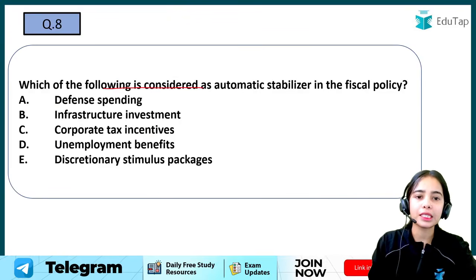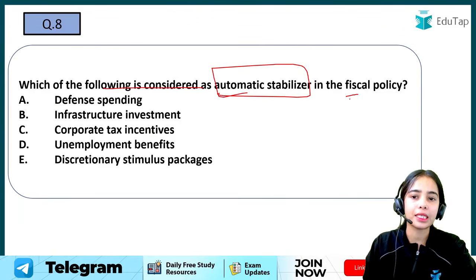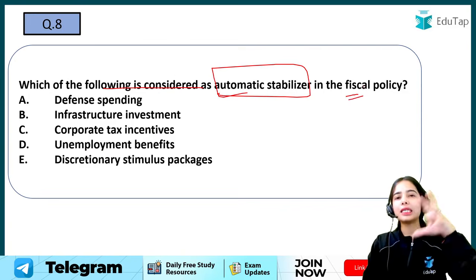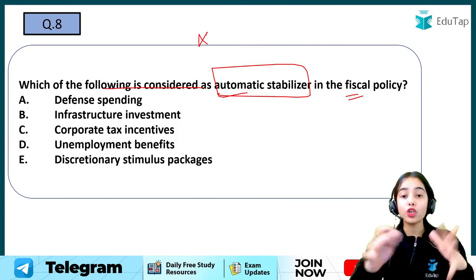Now, which of the following is considered as an automatic stabilizer in the fiscal policy? That means the action is not deliberately taken; it happens automatically.